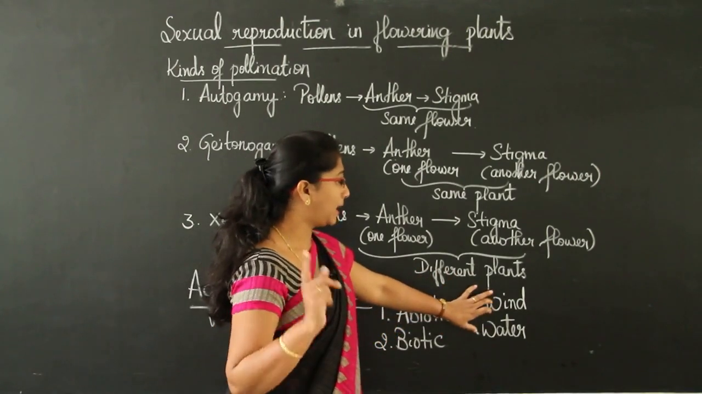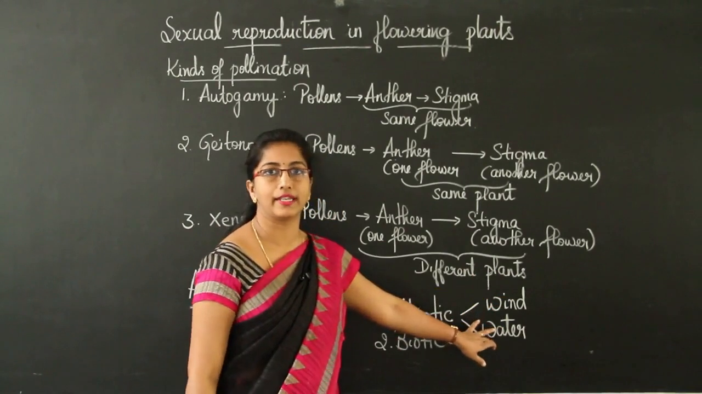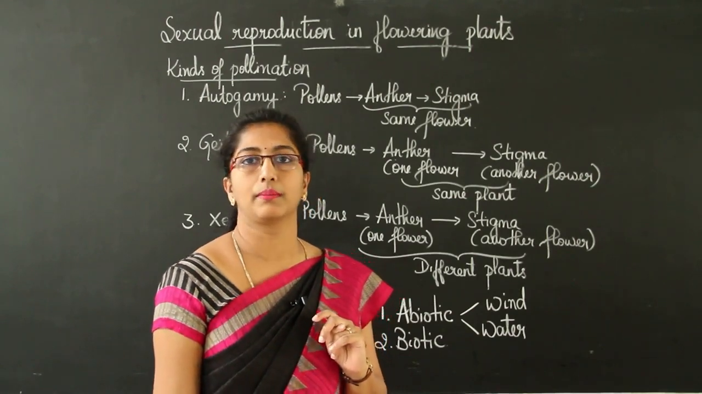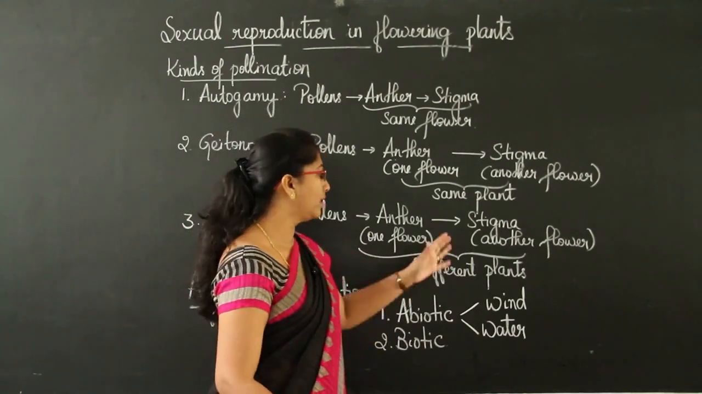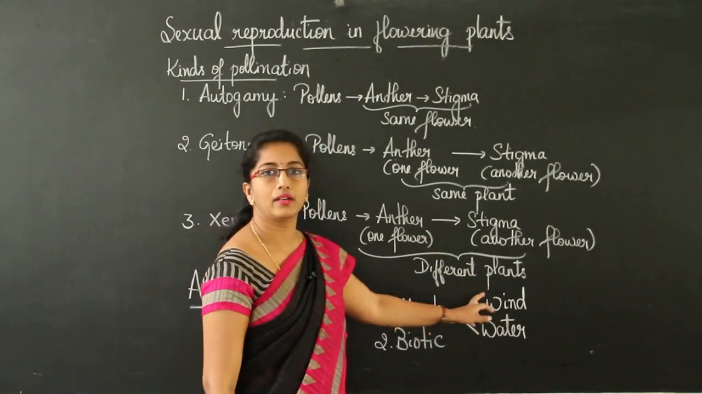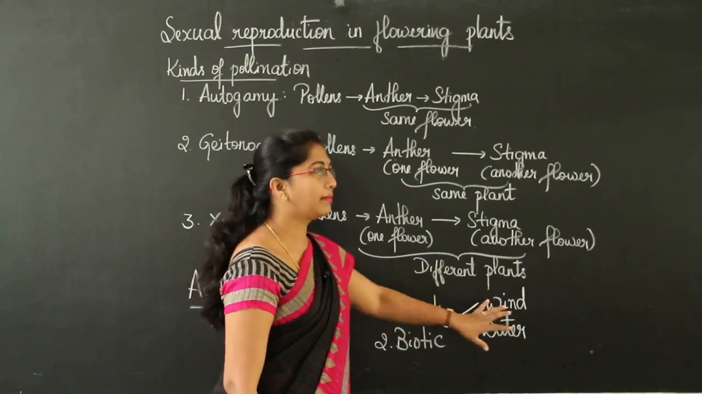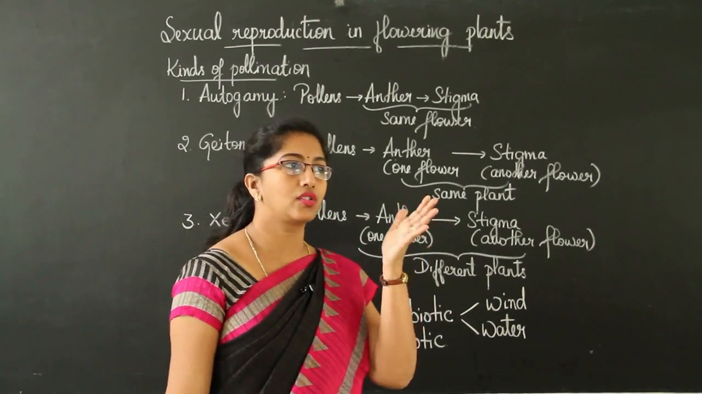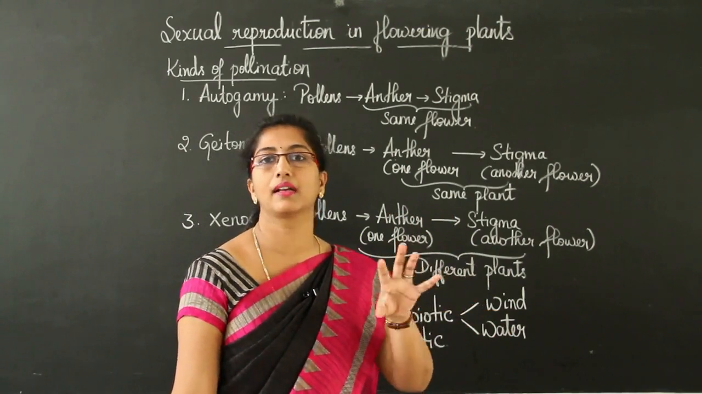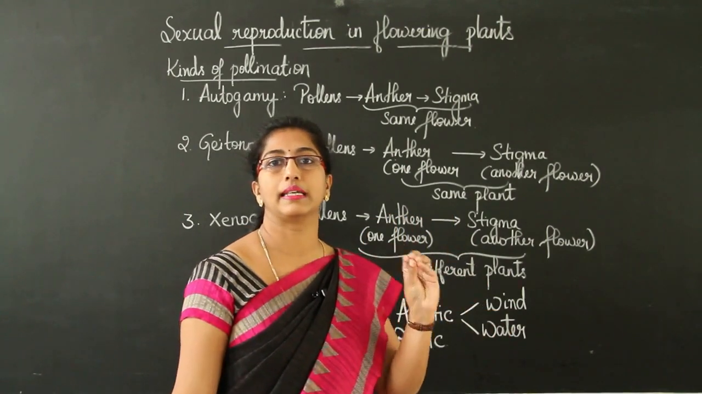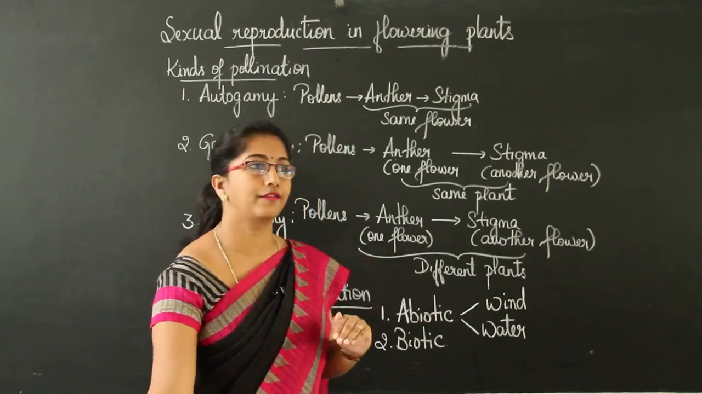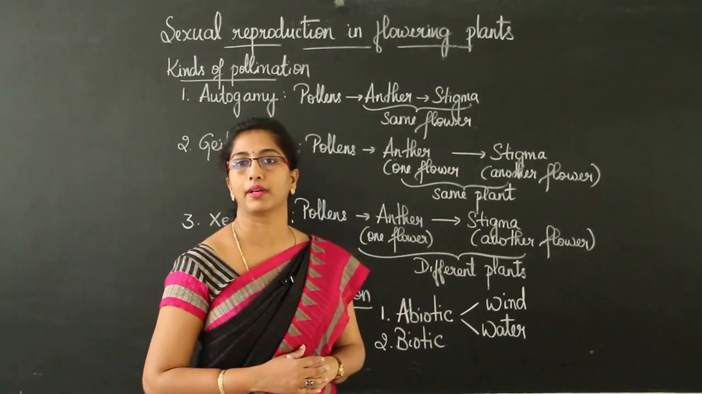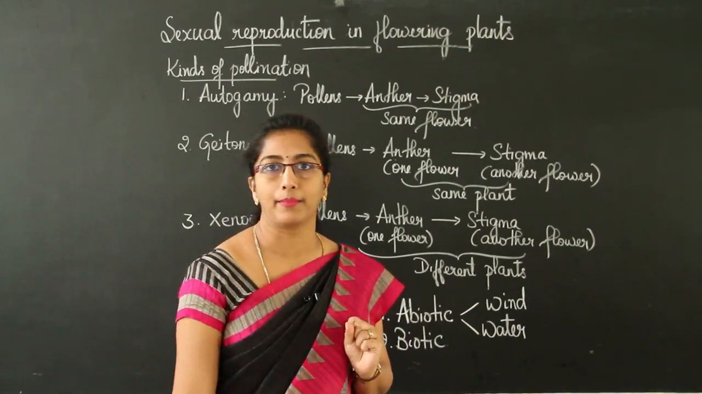So here the plants which depend on wind and water for pollination, we see that they will produce enormous amount of pollen grains. So the number of pollen grains produced will be very high in the plants which depend on wind and water. The reason behind it is because the abiotic factors, when they depend on that, the chances of pollens falling on the stigma are less, and also loss of pollen is more. So because of that, we see that plants which depend on wind and water, they will produce more number of pollen grains, that is enormous number of pollen grains.